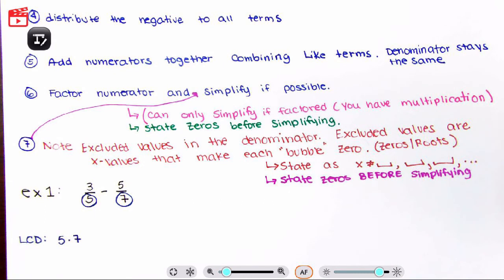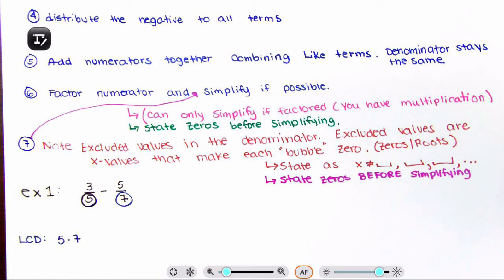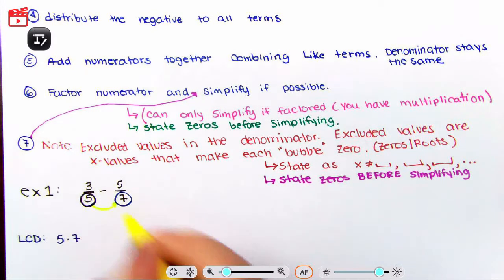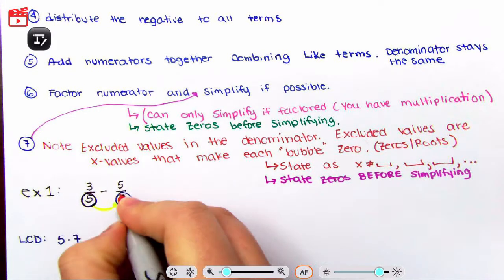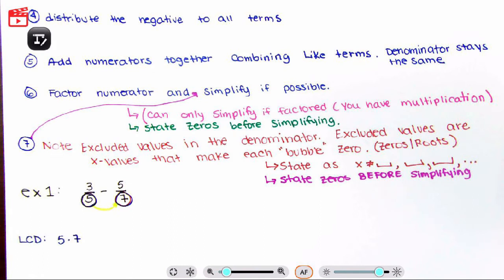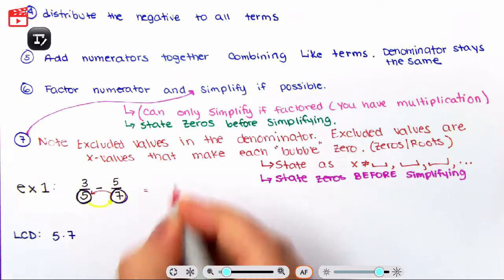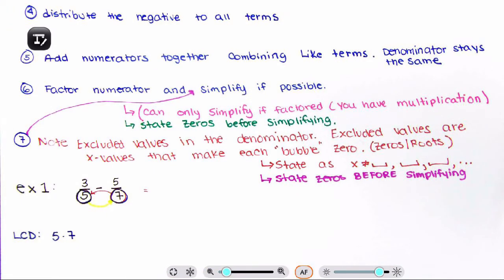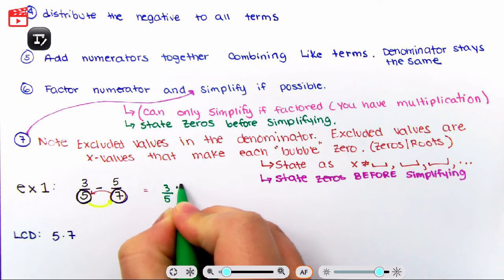And what that means is if I look at 5, I'm going to ask, hey, what is missing? Well, if I have a 5, 7 is missing. And if I look at 7, and I ask myself that same question, what is missing? Well, if I'm looking at 7, 5 is missing. So for this fraction here, the 3/5, what is missing? 7. So I'm going to multiply top and bottom by 7.